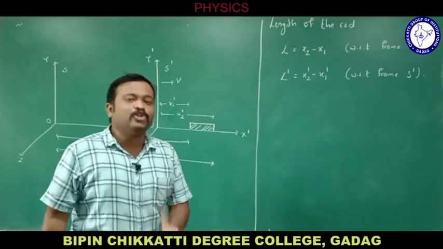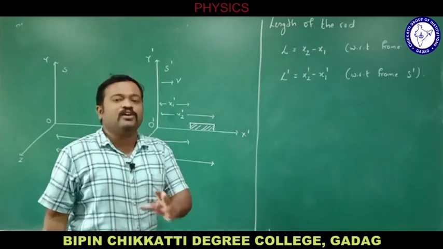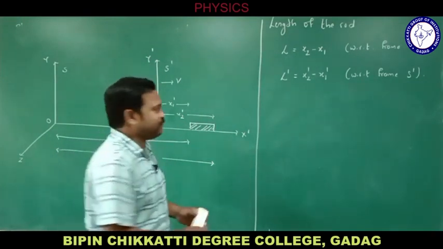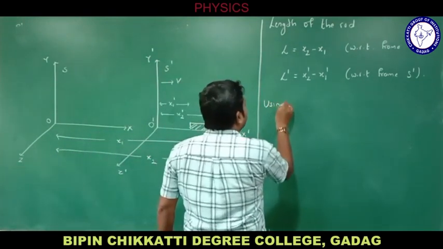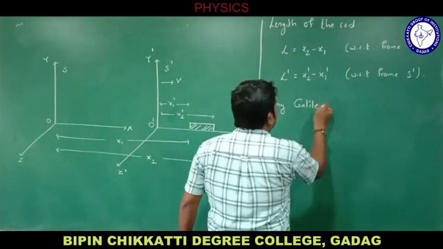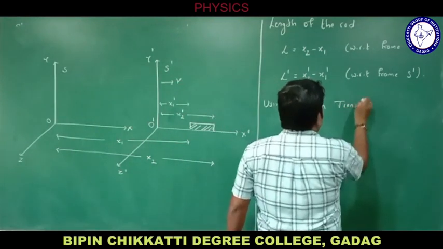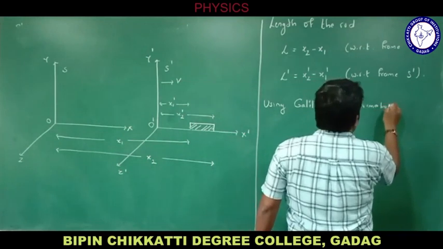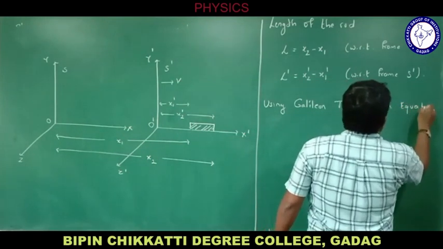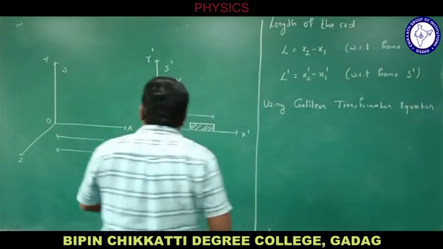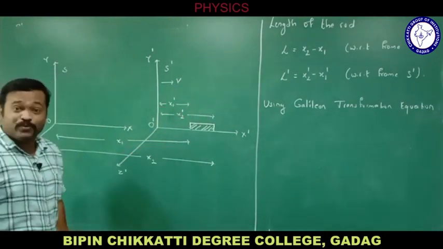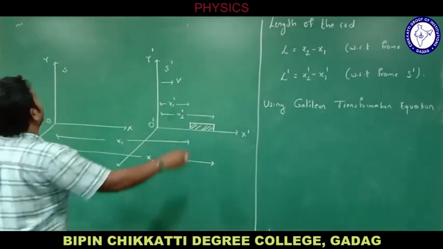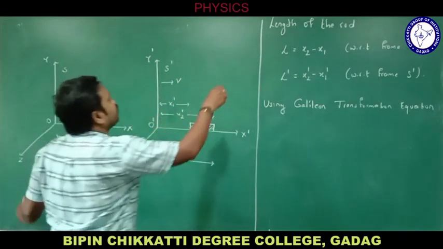Now I need to prove that length is invariant. So I will be using the Galilean transformation equations. What are the Galilean transformation equations? If a frame is moving along the x-axis, we know the Galilean transformation equations. So what are they?